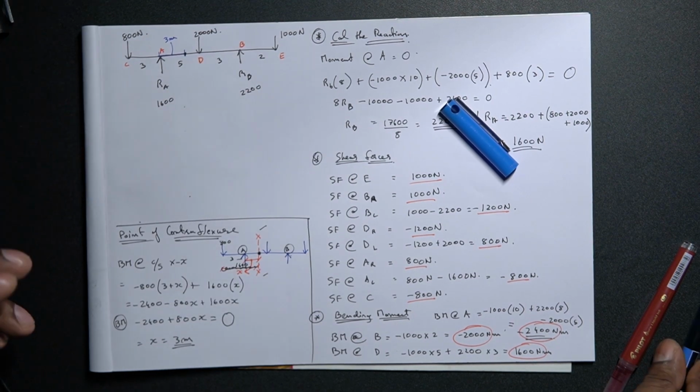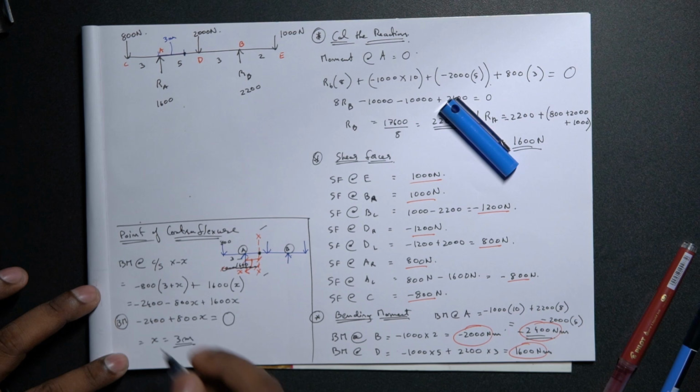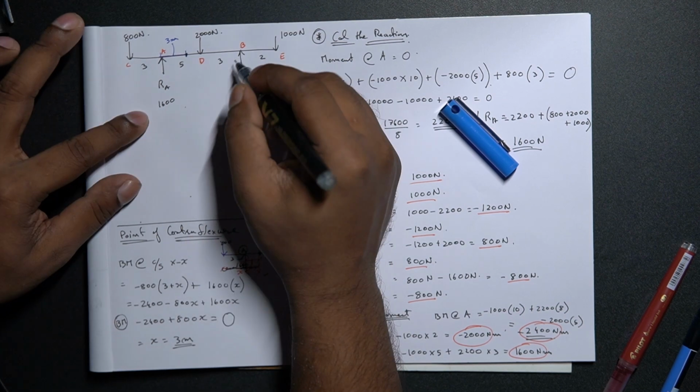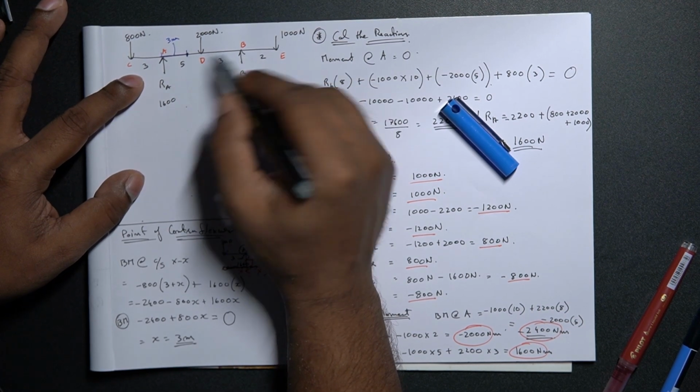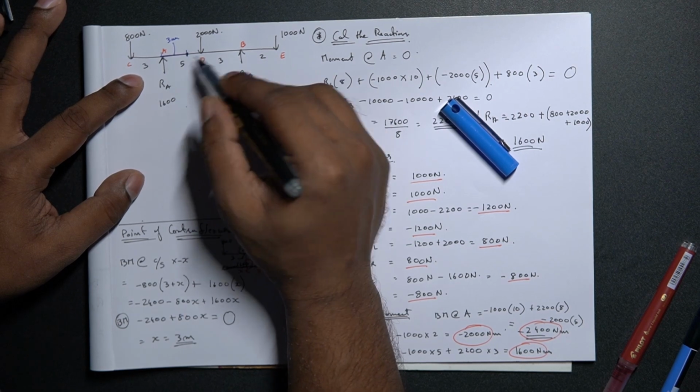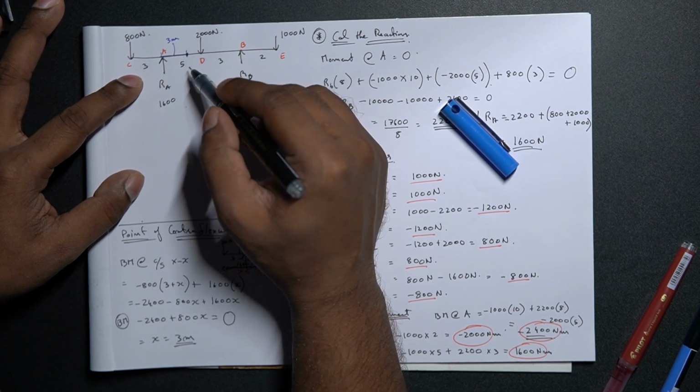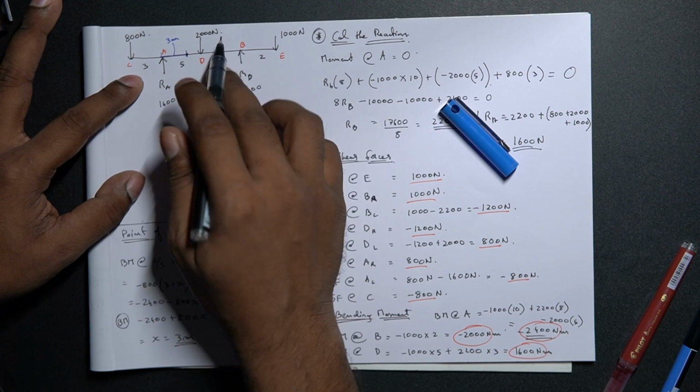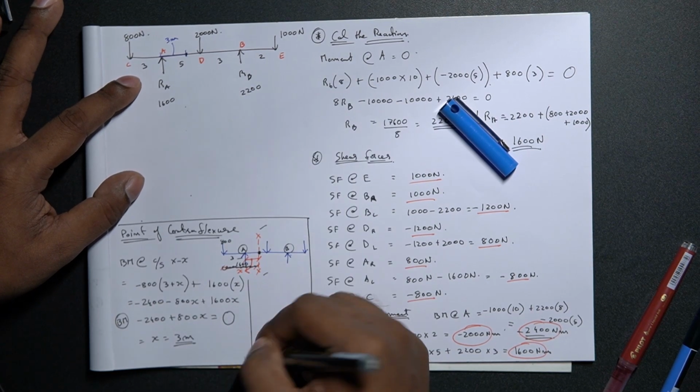So let's put that in the diagram as well. There is a possibility of having another point of contraflexure in the same beam, since we have the same alternating loading happening throughout the entire span. So let's calculate that as well on the other side over here.